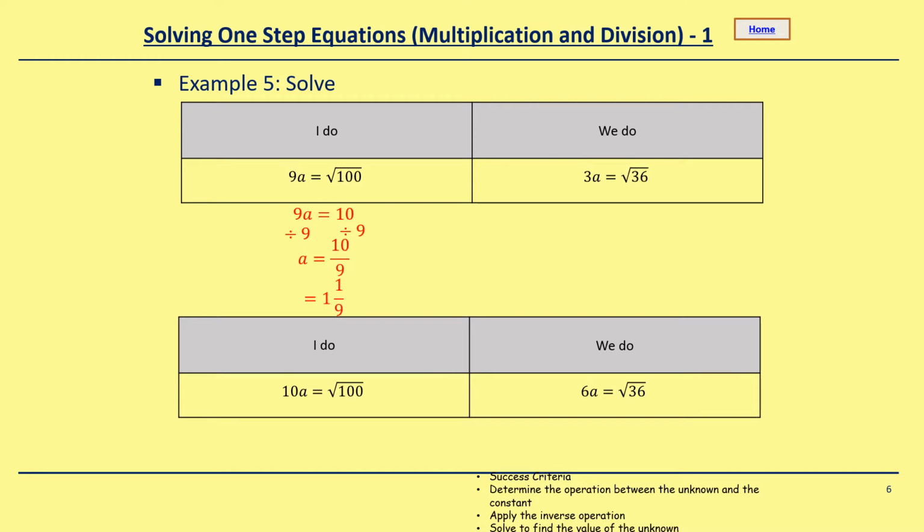On the next one, 10a equals the square root of 100. Well, we know from doing this one that the square root of 100 is 10. So 10a equals 10. Divide both sides by 10. That gives you a equals 1. Okay, so you pause the video and you try these two.